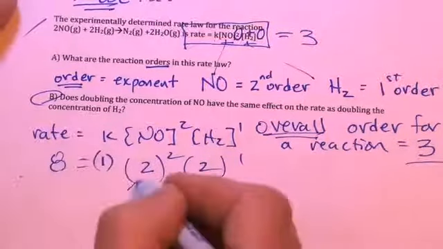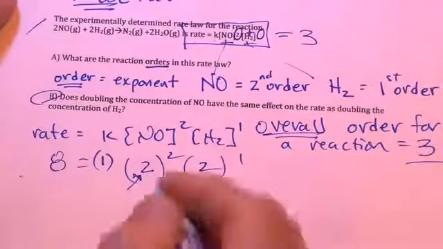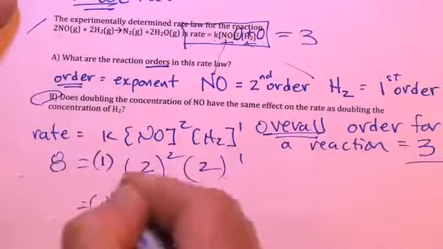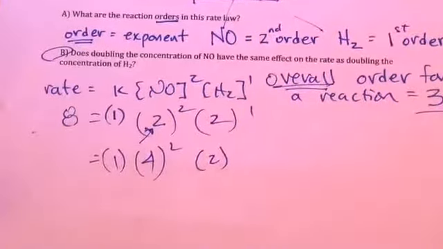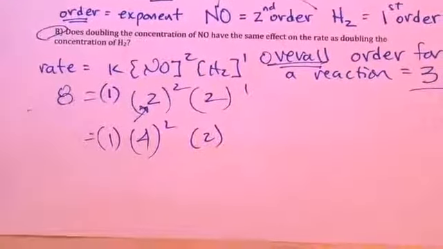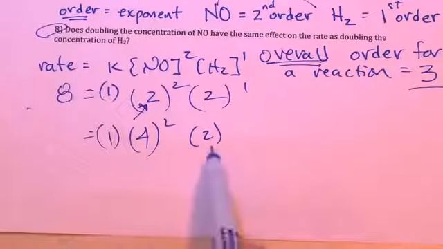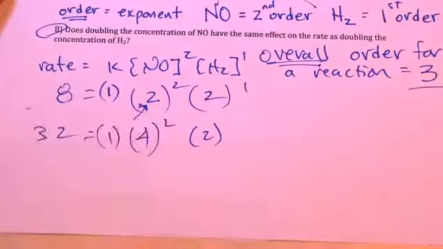Now let's say that we double NO. Now it's a concentration of 4. Keeping K the same, because remember the rate constant is the same no matter what the concentrations are. The only time it changes is with temperature. Now we have 4 squared, which is 16, times 2, 32.